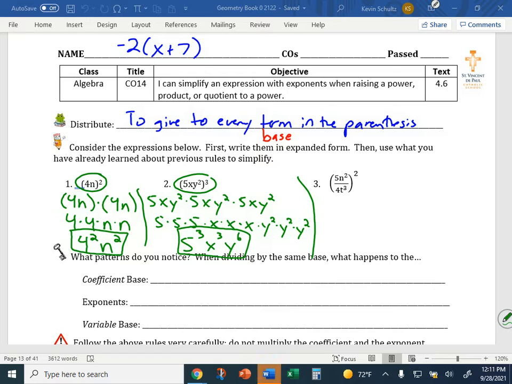The last one, number 3. Oh boy, here we go. We've got exponents inside parentheses and an exponent outside of the parentheses. I want to focus on this power of 2 right here. What's getting squared? 5n squared over 4t cubed, times 5n squared over 4t cubed. Everything inside of the parentheses is getting squared.